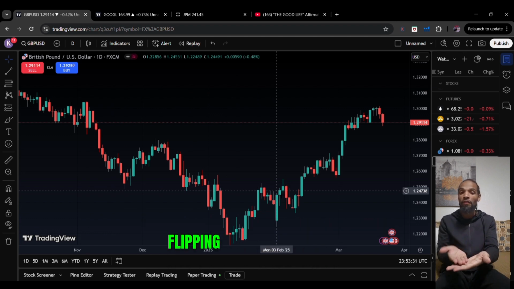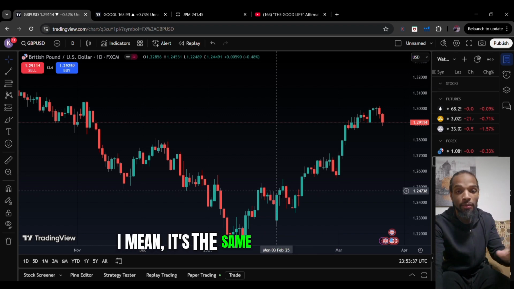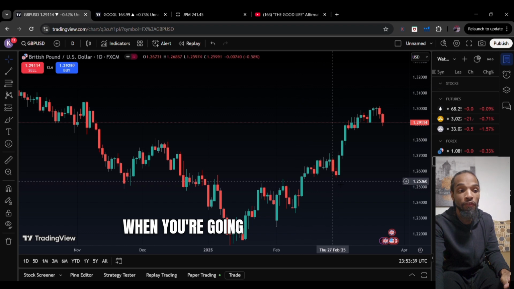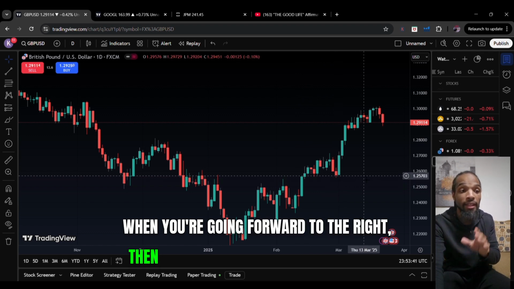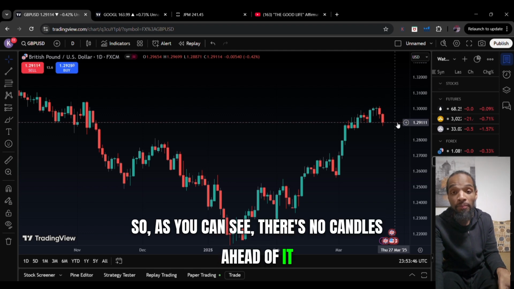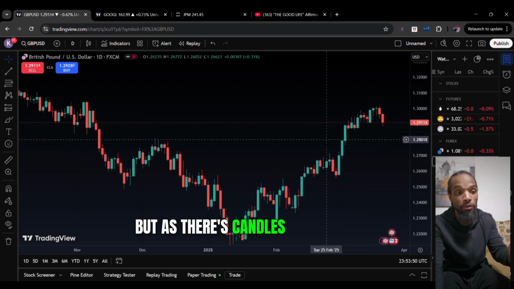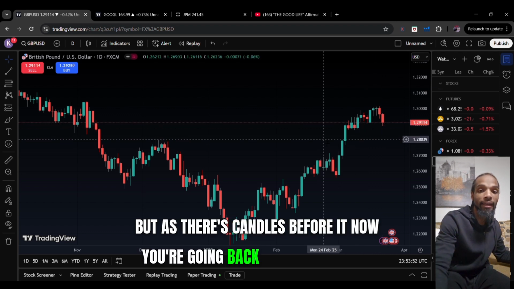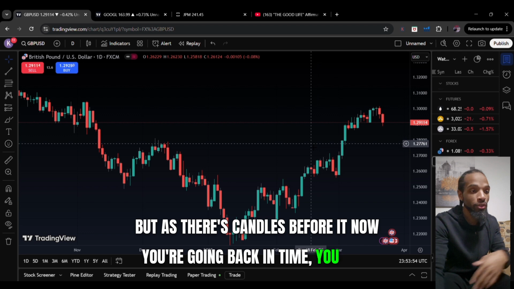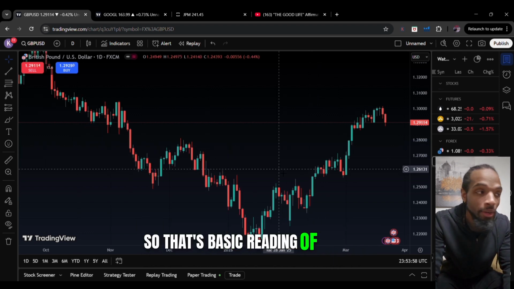Reading a chart is just like reading a book. How you read a book, flipping the pages like this, it's the same with reading a chart. When you're going forward to the right, that means you're going forward. As you can see, there's no candles ahead of it, because this is where it's at currently. But as there's candles before it, now you're going back in time. You see? So that's basic reading of a chart.